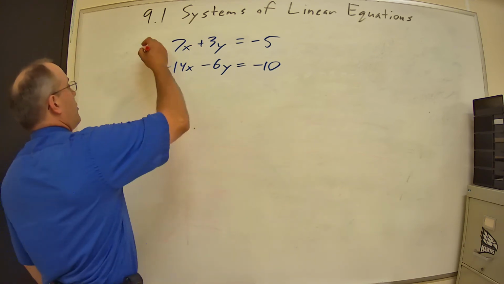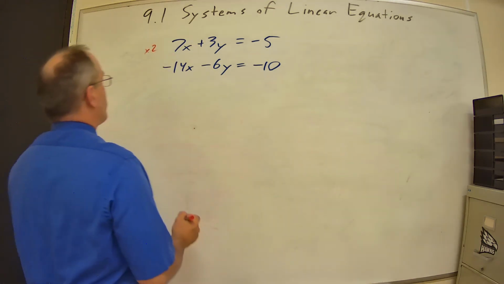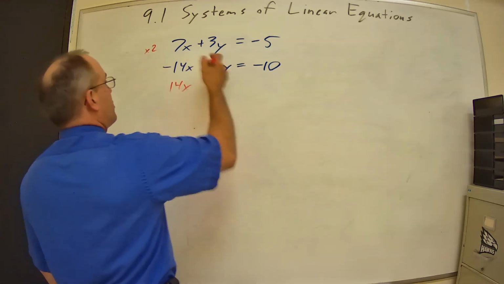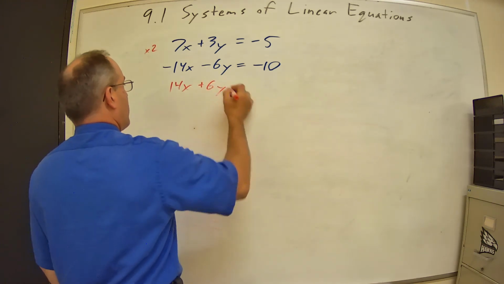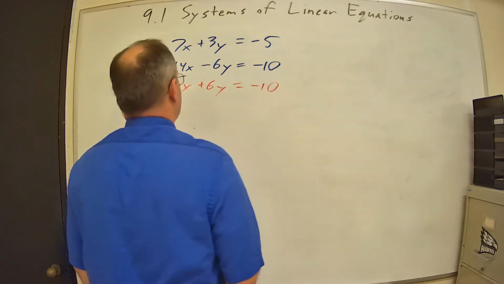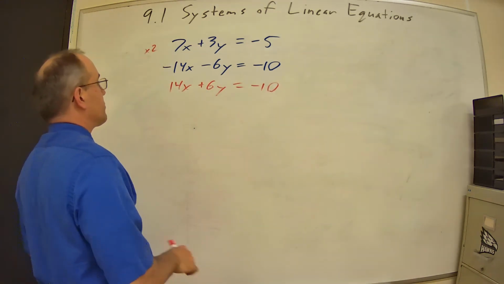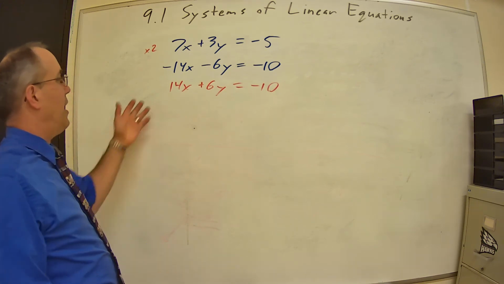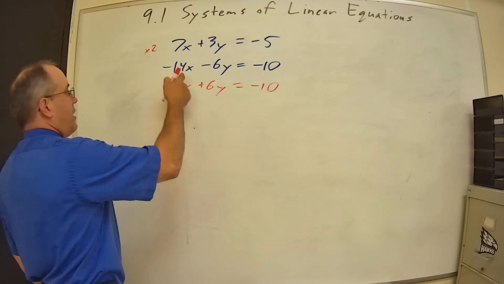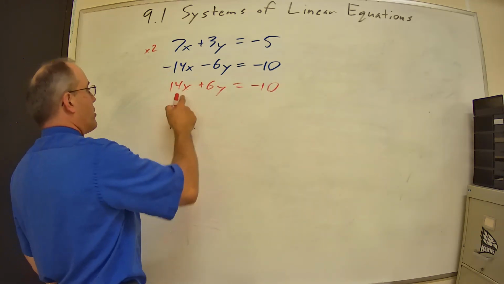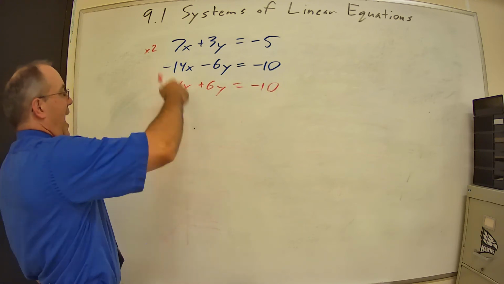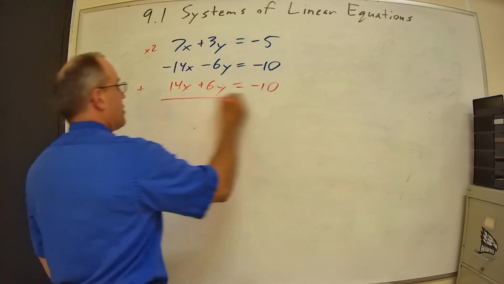So I'm going to multiply that top one by 2. So 2 times 7x is 14x. 2 times 3y is 6y. And 2 times negative 5 is negative 10. Okay, so I've got that start there. So now I see negative 14x and 14x. That's a good thing. So I'm going to add these two equations.